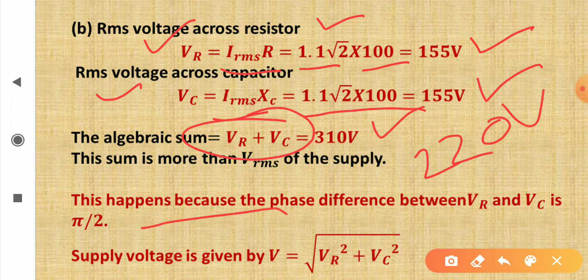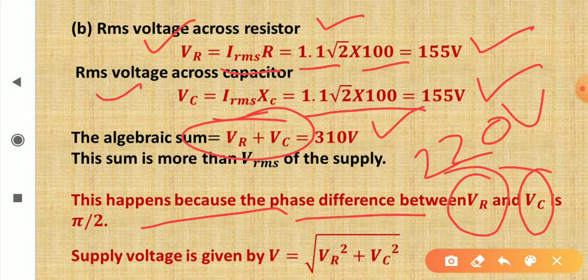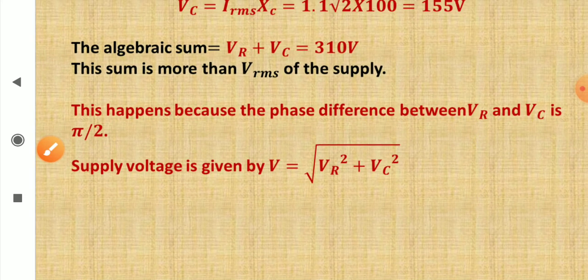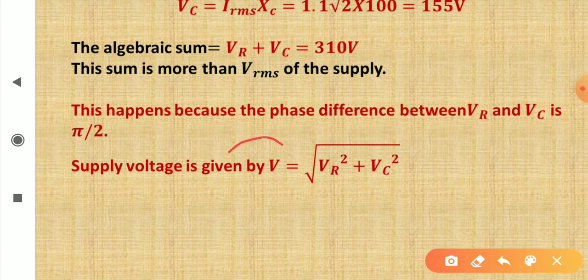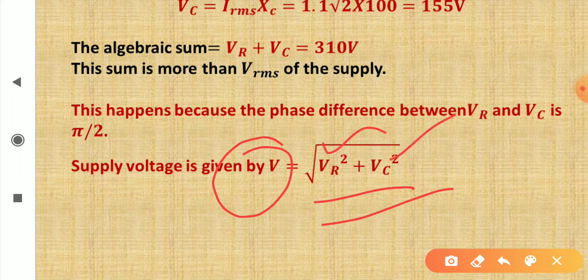Now why is this happening? This happens because the phase difference between VR and VC is 90 degrees. If they are in the same phase, the algebraic sum will be the same as the vector sum. But as the phase difference is pi by 2, the supply voltage will be under root VR square plus VC square. So we can say that the net voltage or supply voltage is given by the vector sum of VR and VC.